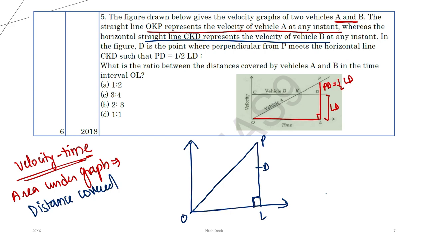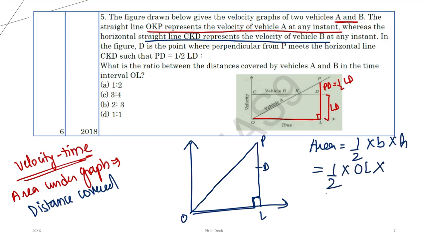So, what is the area of a right triangle? Right triangle area is half base into height. What is the base? So, half OL. What is the height? This is LD, this is half of LD.